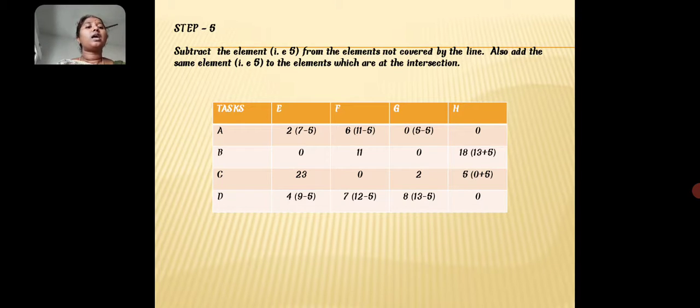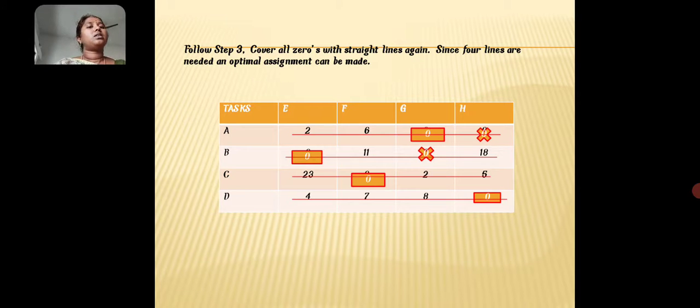And the last row uncovered places are fourth row first column, fourth row second column, and fourth row third column. So we subtract: 9 minus 5 is equal to 4, 12 minus 5 is equal to 7, 13 minus 5 is equal to 8. All other places keep the same elements. Now again we assign. So follow step 3: cover all zeros with straight lines again.